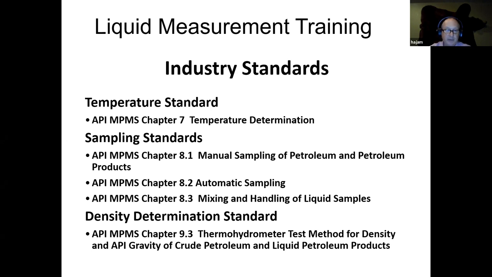We already talked about density determination in chapter 9.3, thermal hydrometers. One I didn't list here is 9.1, which is hydrometers. Like I said, a thermal hydrometer has the temperature incorporated into the hydrometer, whereas a hydrometer does not. So the only difference is one has a temperature reading in it, the other does not. There are two separate standards. I'm sorry for not mentioning that one here.